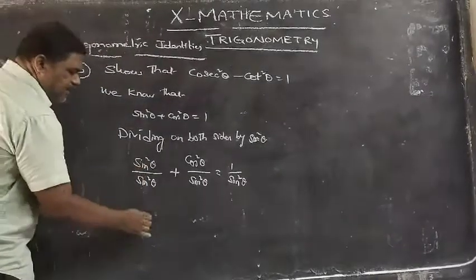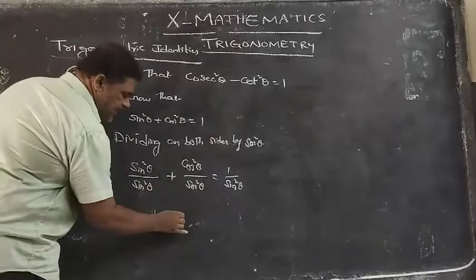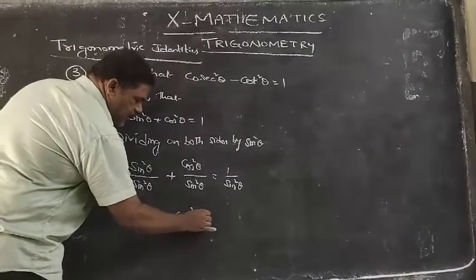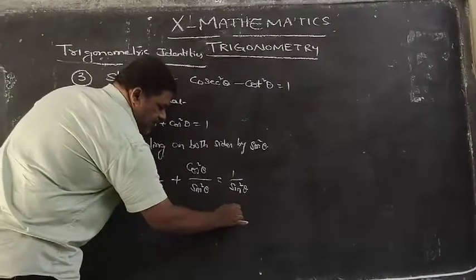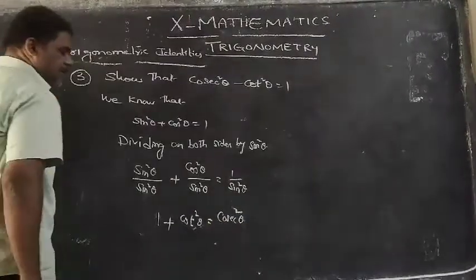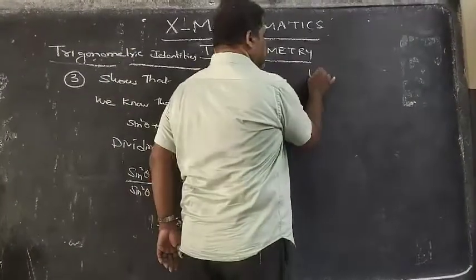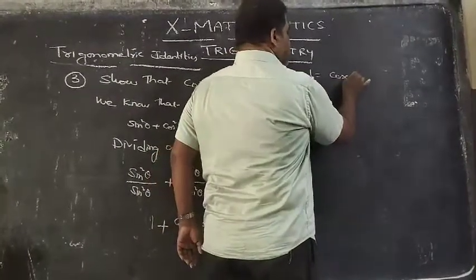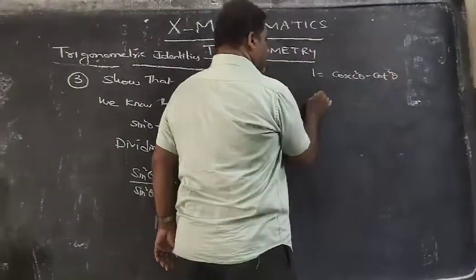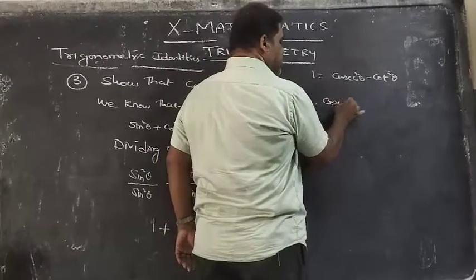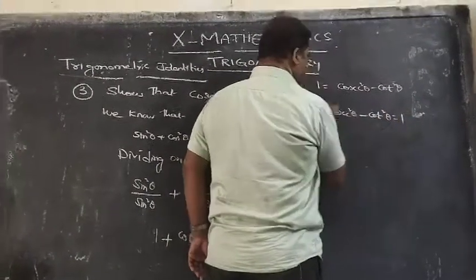Sin square theta by sin square theta is 1. Cos by sin is cot, so cot square theta. Reciprocal of sin is called cosecant theta, so it is cosecant square theta. Send cot square theta that side. You will get 1 is equal to cosecant square theta minus cot square theta. Therefore, the third identity is cosecant square theta minus cot square theta is equal to 1.